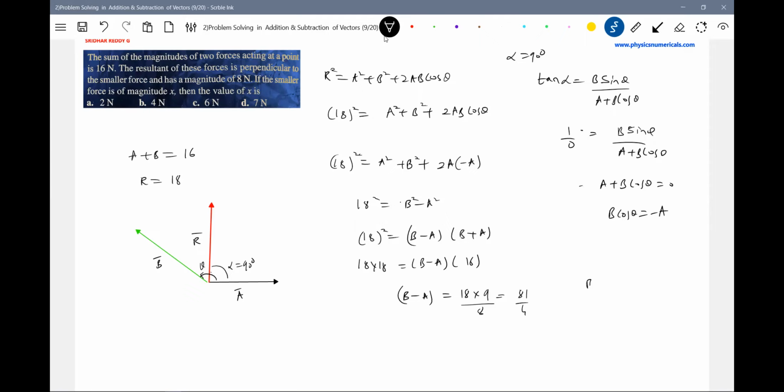Now we have two equations: B minus A is 81 by 4, and A plus B equal to 16. Solving these we get A and B. So A will be 6, B will be 10 Newton. The smaller one is this one, no? This will be our answer.